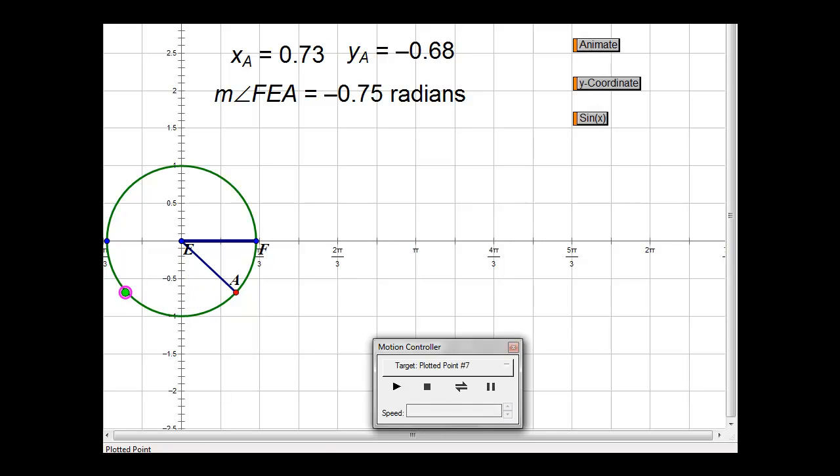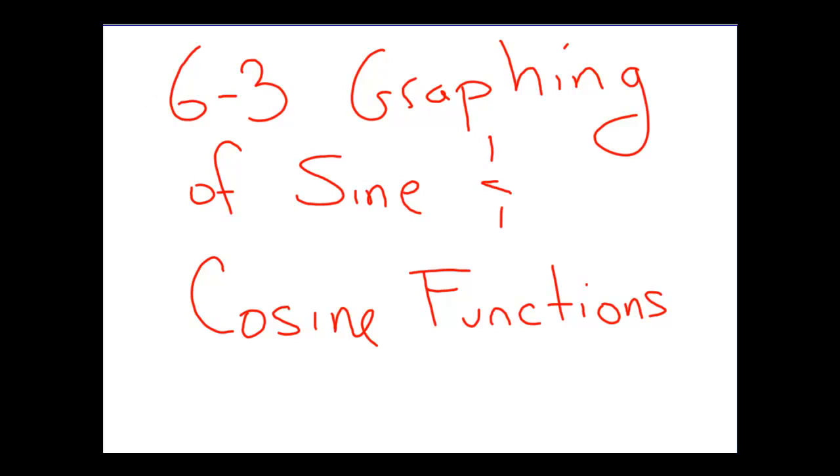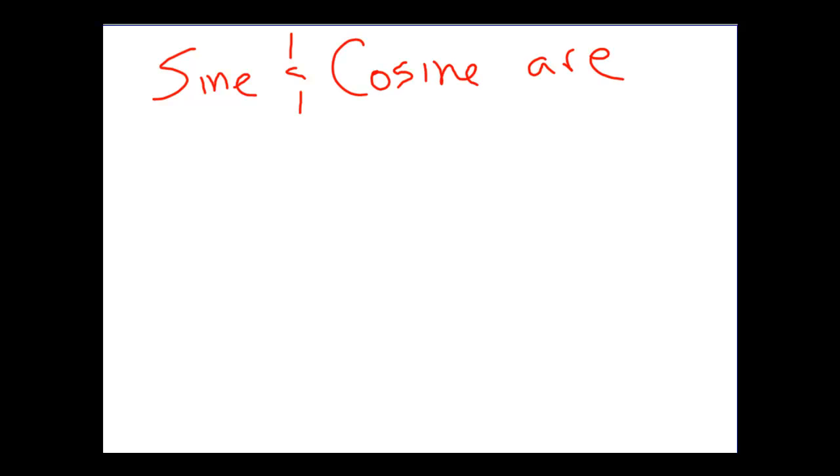So let's go ahead and talk about this in a little bit more concrete way. And we'll start by talking about one of the properties of these functions. Sine and cosine are what we call periodic functions.